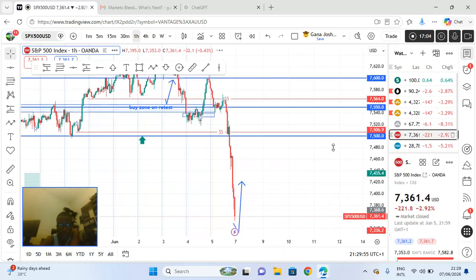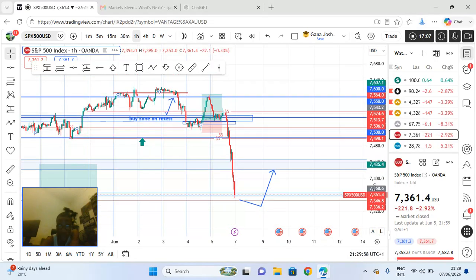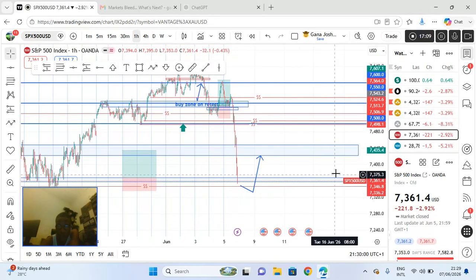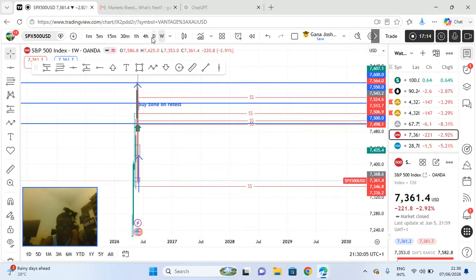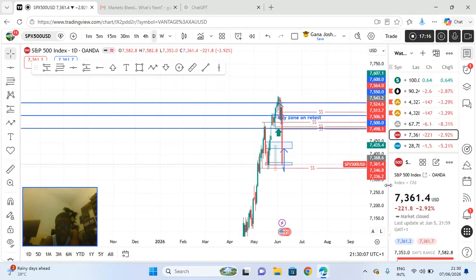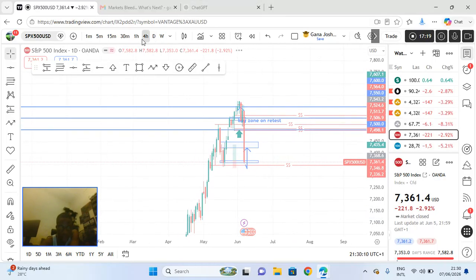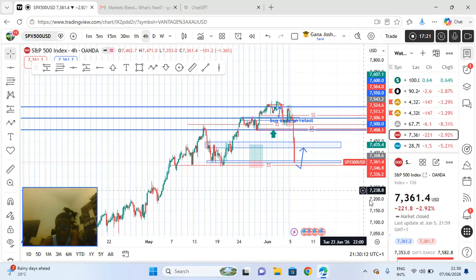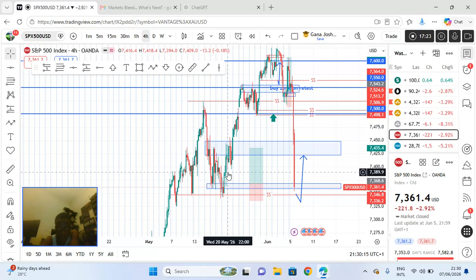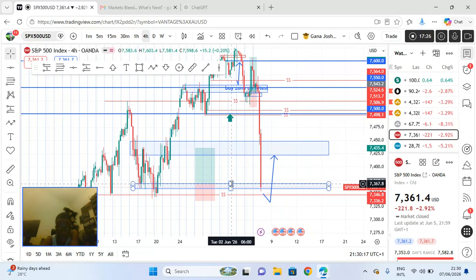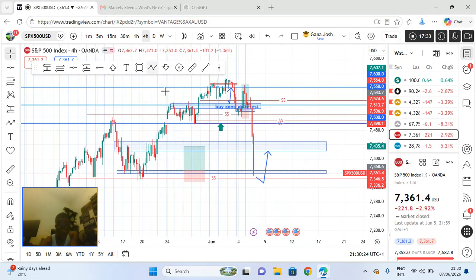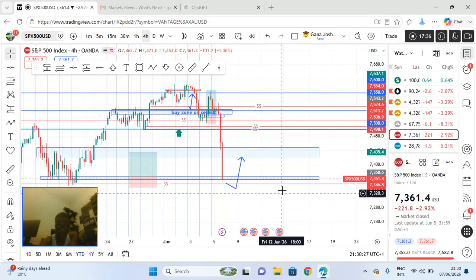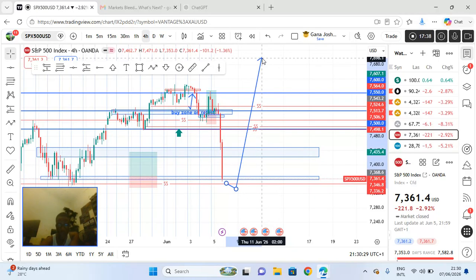Let's look at S&P 500. S&P 500 straight up, bullish. We've been expecting this move. For a very long time I've been expecting it to take out this low, but it never did. Now it did over last week. So this is the play here on S&P 500, and continuation to form another high.